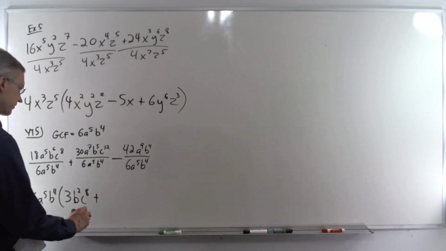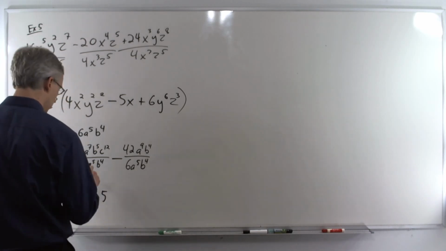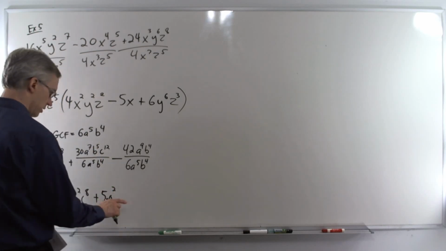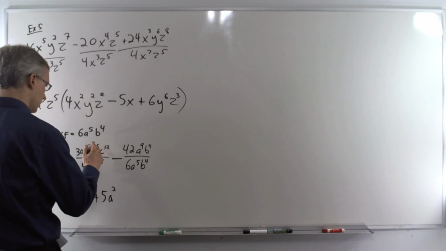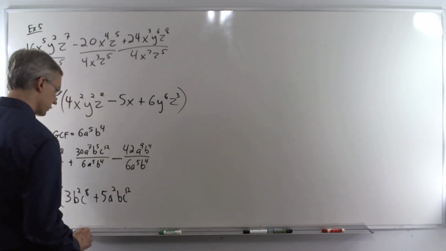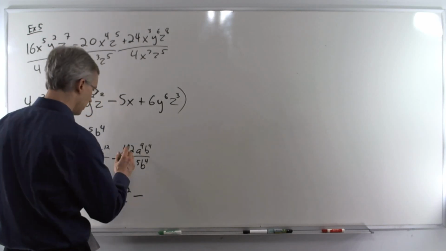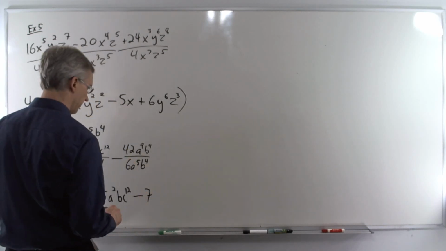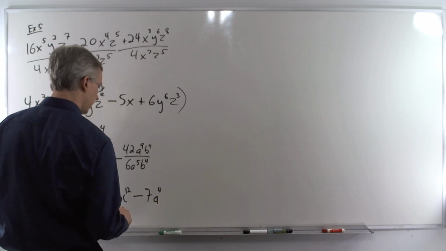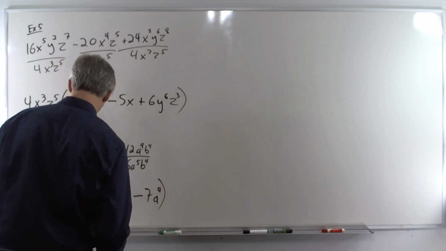Three divided by 6 is 5. A to the 7th over a to the 5th, that is a squared. B to the 5th over b to the 4th is b, and c to the 12th stays. Minus 42 over 6 is 7. A to the 9th over a to the 5th is a to the 4th, and b to the 4th cancel.